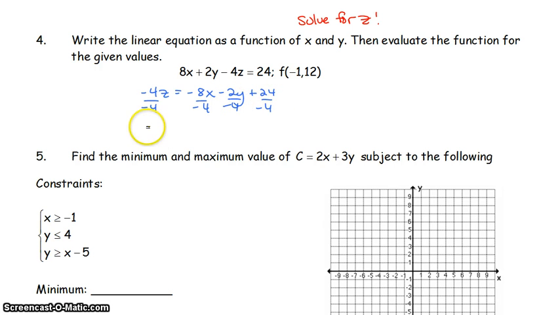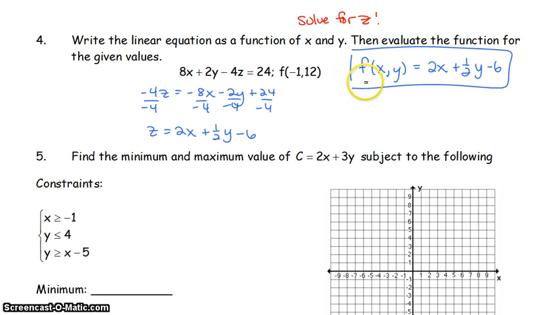When you are dividing, you want to make sure that you're being very careful. A negative divided by a negative gives you a positive 2. This is a positive 1/2 y. Don't make the mistake of saying that's 2. Minus 6. So function notation, f in terms of x and y is 2x plus 1/2 y minus 6. That's part 1. Our second part here is to evaluate f of negative 1, 12.